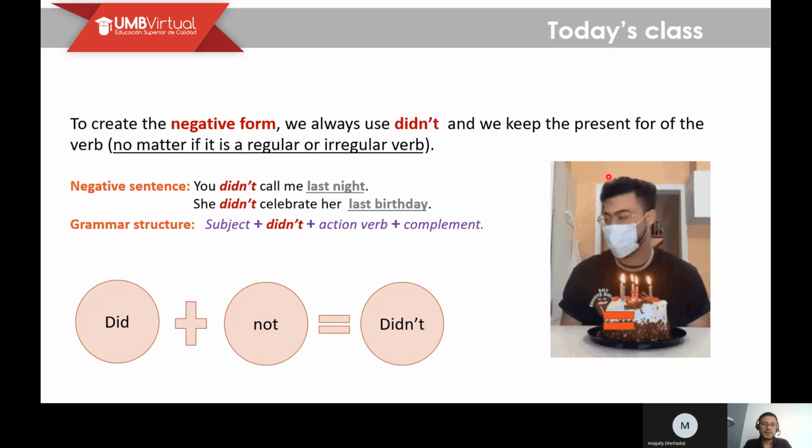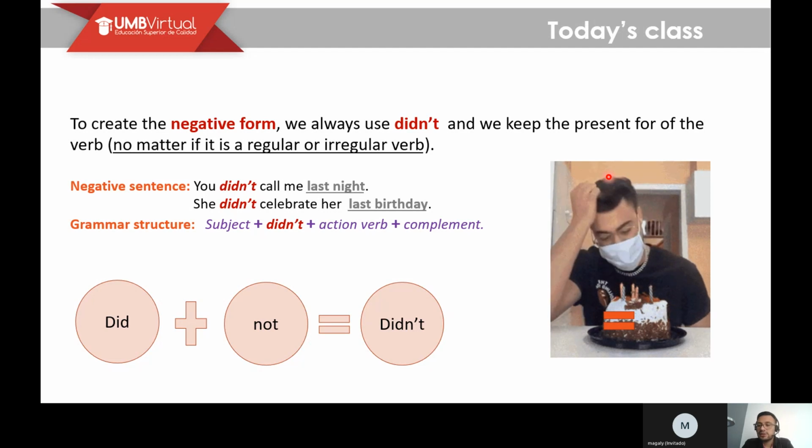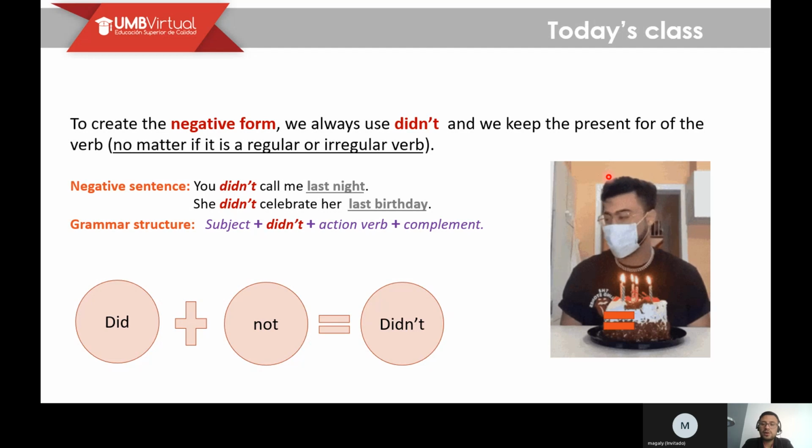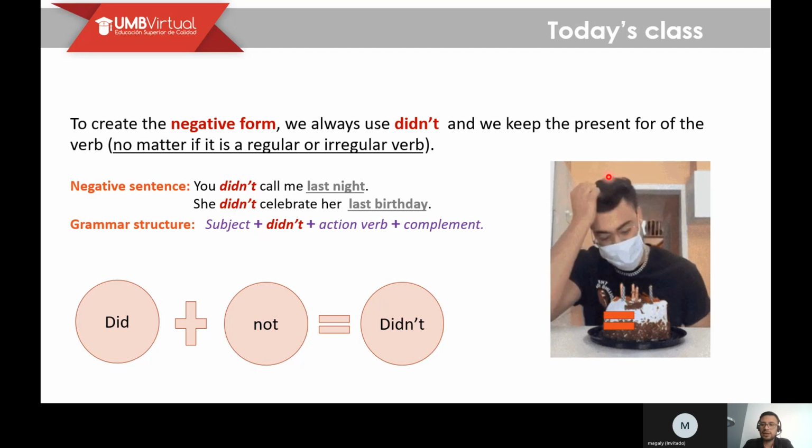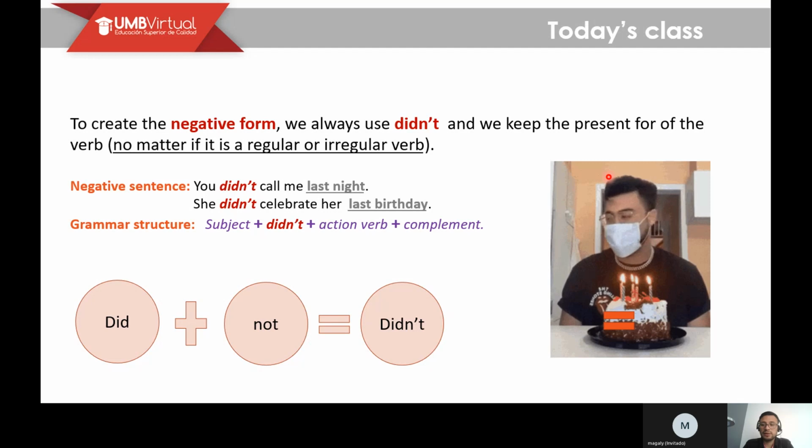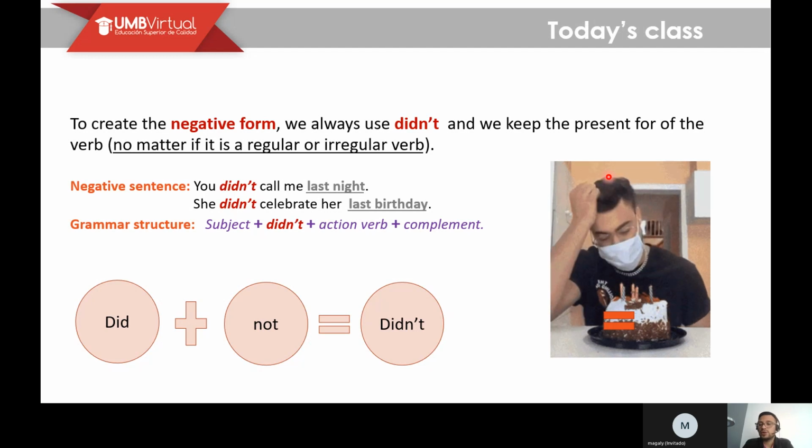For the negative form, we use didn't. Entonces aquí ya vamos a hacer uso de la negación. That is didn't. Que traduce simplemente no. No más me hace una conjugación al verbo. Por ejemplo, en presente es yo veo y en pasado es yo vi. Y para decir en pasado, la negación es yo no vi.